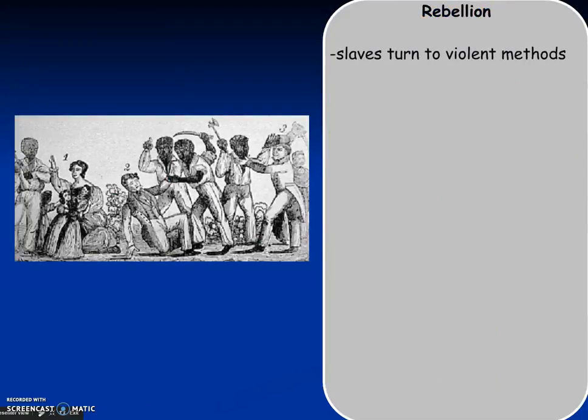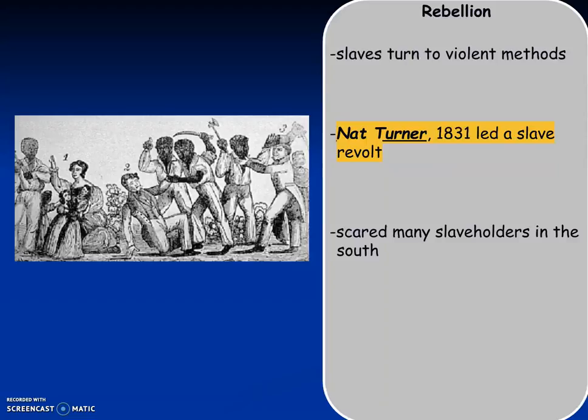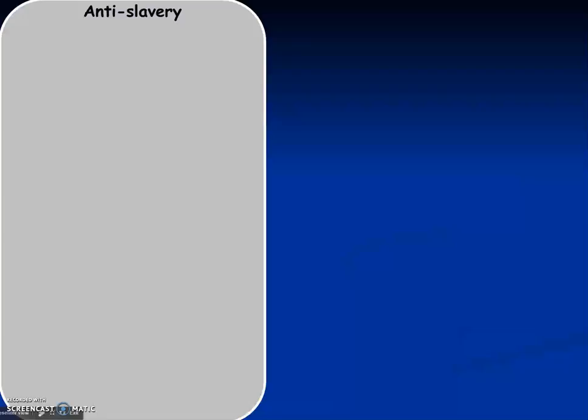Now, eventually there are times when slaves turned to violent methods to revolt, and they did do this, and one of the most well-known was Nat Turner's rebellion in 1831. In this particular slave revolt, they are going to kill around 60 whites, but Nat Turner is caught, and he is going to be hanged. This is going to scare a lot of slaveholders in the South, because in certain locations in the South, there were more slaves than there were whites. So it's going to eventually lead to greater control over those slaves, again, linked to that fear of a slave revolt.